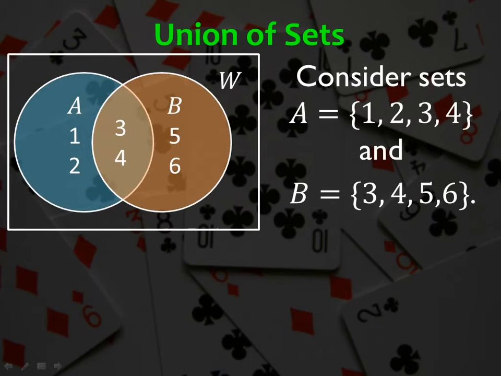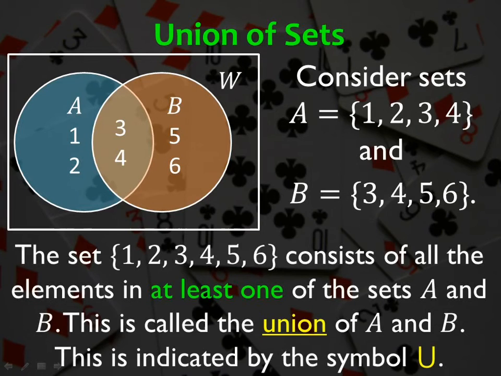So first we have the union of sets. So we have two sets. We have set A, represented by the circle on the left in the Venn diagram, 1, 2, 3, and 4, and we have set B, 3, 4, 5, and 6. The set 1, 2, 3, 4, 5, 6 consists of all the elements in at least one of the sets A and B. So this is called the union of A and B.